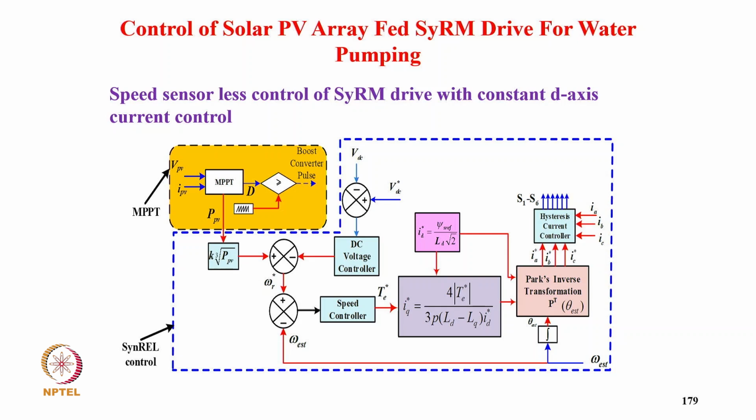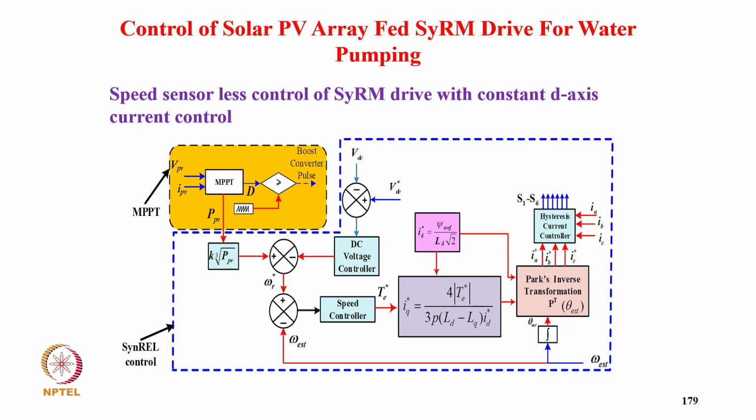And from the difference, we take a reference speed and the estimated speed, and go to the speed control to decide the torque. From this torque and from ID we are able to get the IQ. So we have ID and IQ, and from the estimated position we apply the inverse Park transformation to get the 3-phase hysteresis current, and with the sensed current we give the gate signal. So this is vector control.